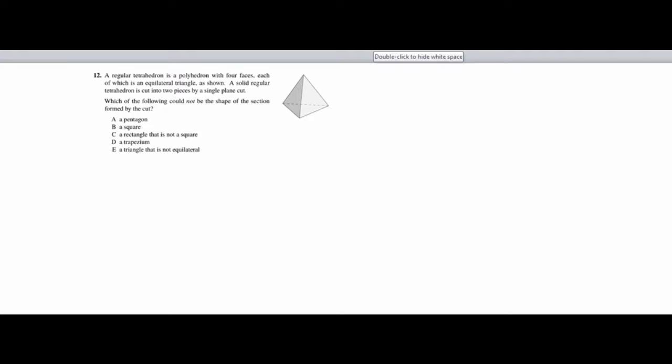Okay, so the 12th question is, a regular tetrahedron is a polyhedron with 4 faces, each of which is an equilateral triangle as shown. A solid regular tetrahedron is cut into 2 pieces by a single plane cut. Which of the following could not be the shape of the section formed by the cut?